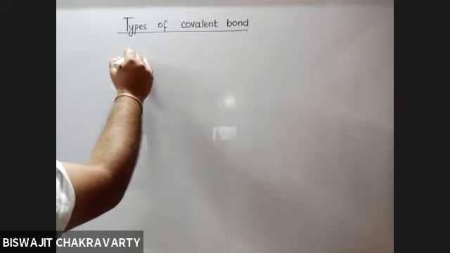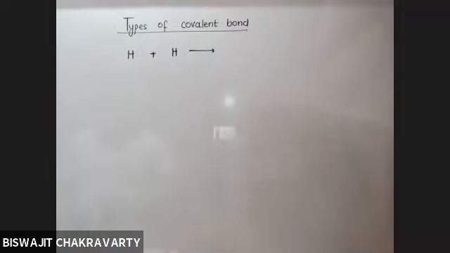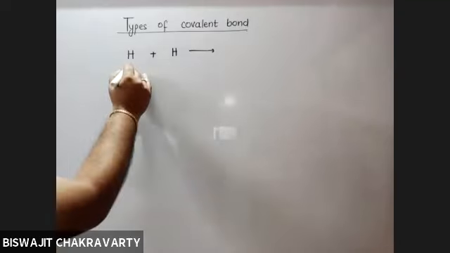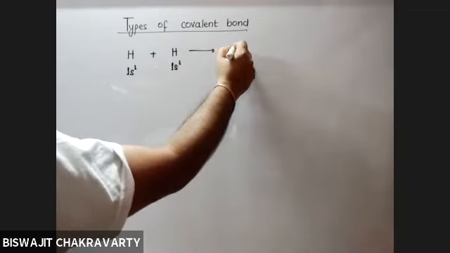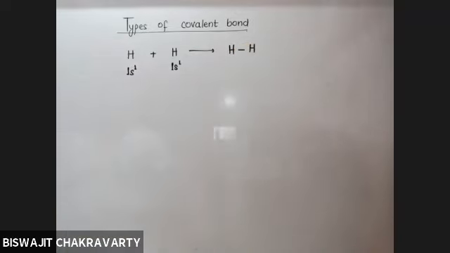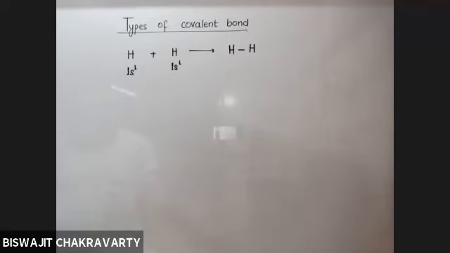Say we have got a hydrogen atom combining with another hydrogen atom. We know that hydrogen atom has got one electron in the valence shell, so we can write the hydrogen atom as 1s1 and this also as 1s1. They will be bonding with each other because the s orbitals in both hydrogen atoms have one unpaired electron each.